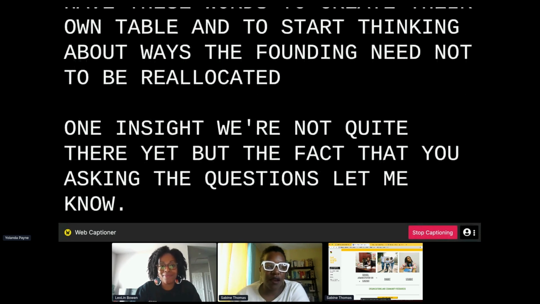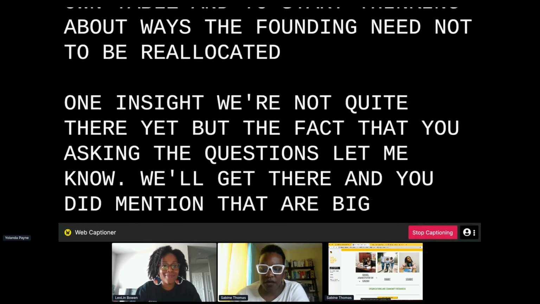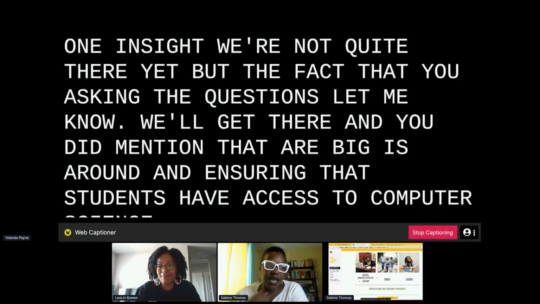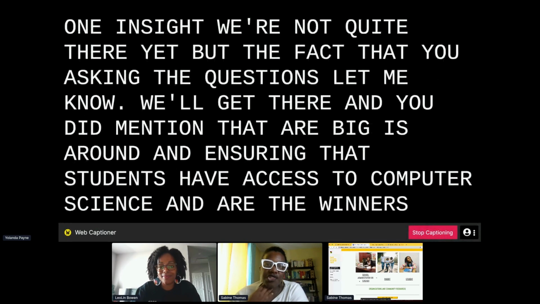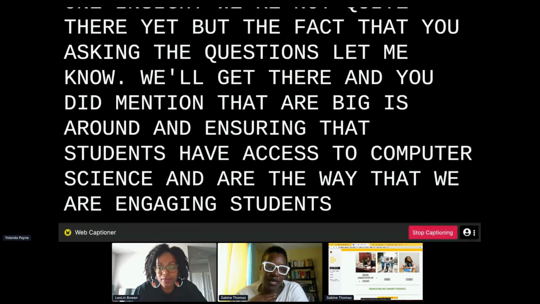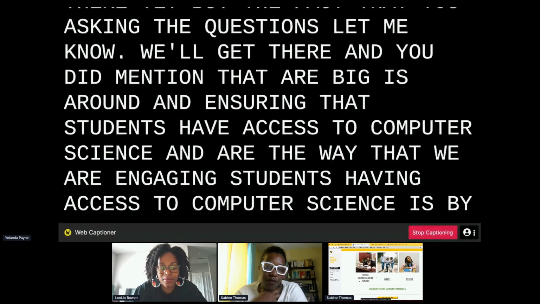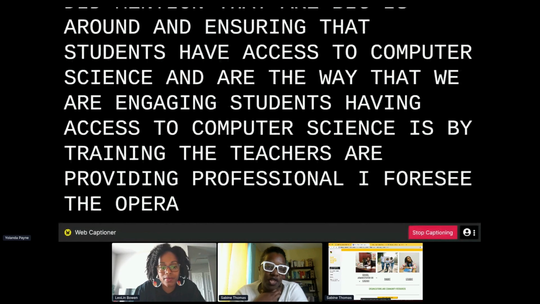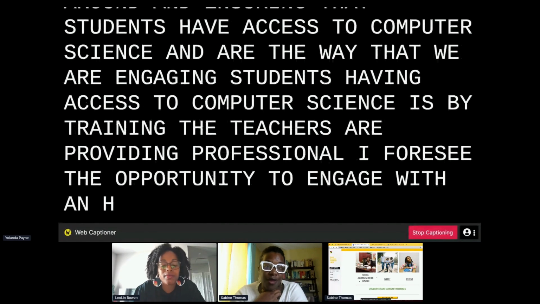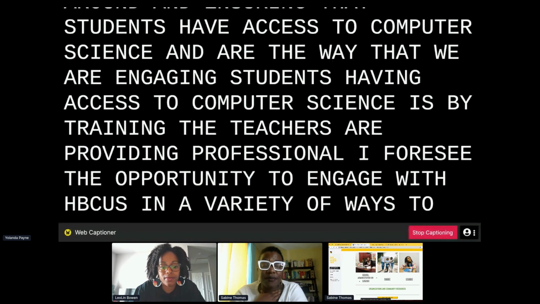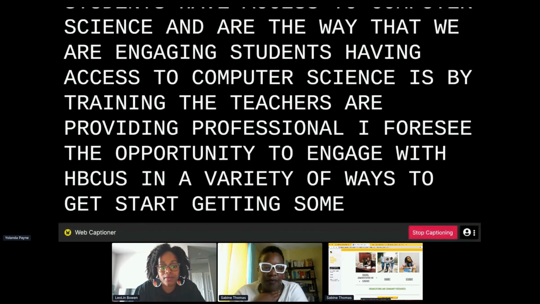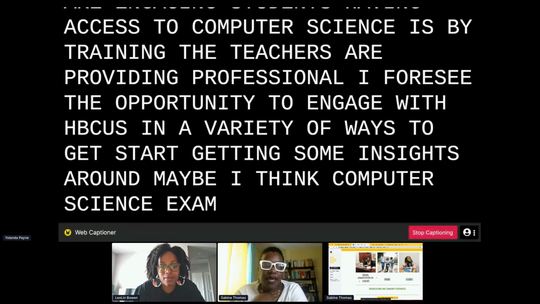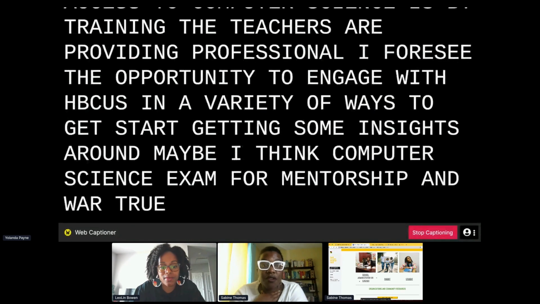And LeoLin did mention that our big focus at code.org is around ensuring that students have access to computer science, and the way that we are engaging students having access to computer science is by training teachers, so providing professional development there. I foresee the opportunity to engage with HBCUs in a variety of ways to start getting some insights around maybe accessing computer science exams through mentorship and/or peer support.